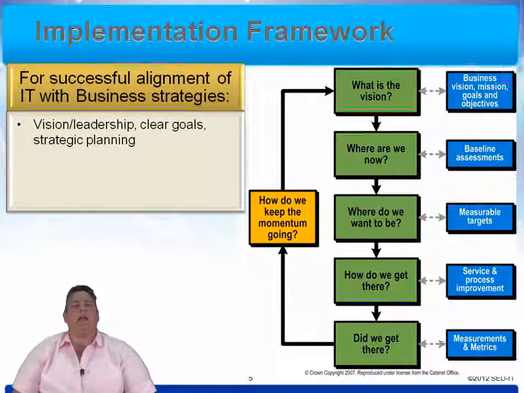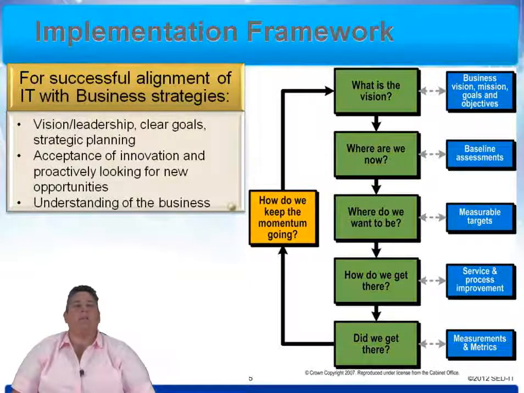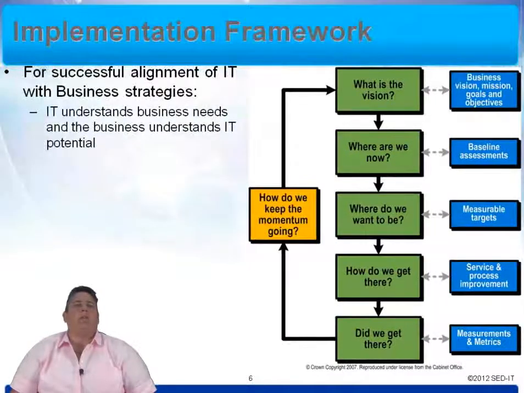So for successful alignment of IT with business strategies, you need to understand the overall vision and leadership, and have some clear goals. Also, there has to be a level of acceptance for innovation, as well as proactively looking for new opportunities. There has to be a level of understanding of the business processes themselves by IT. Also, IT needs to understand the business needs, and the business needs to understand the potential that IT can bring.